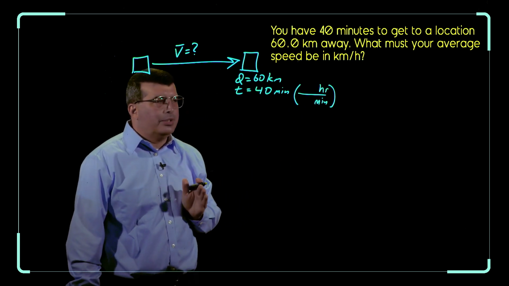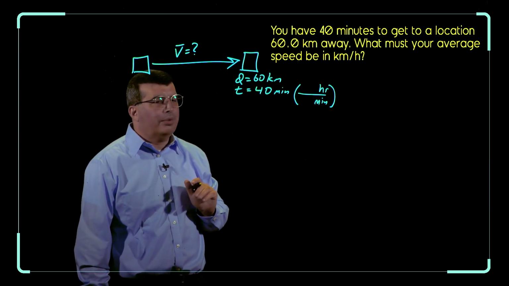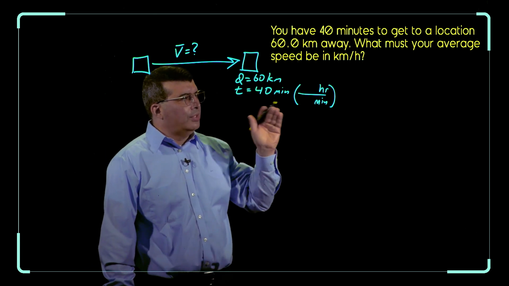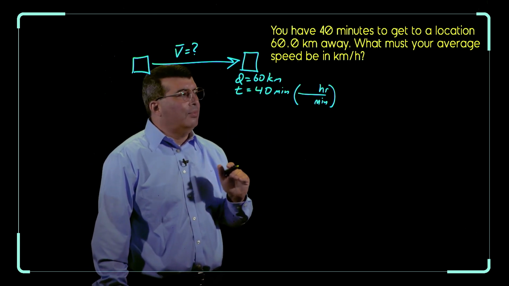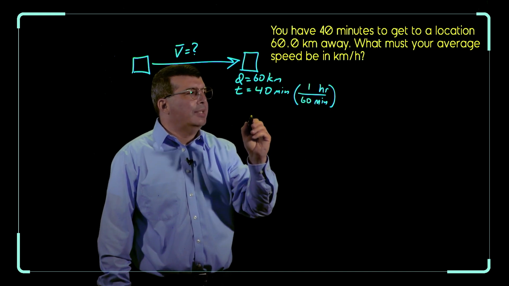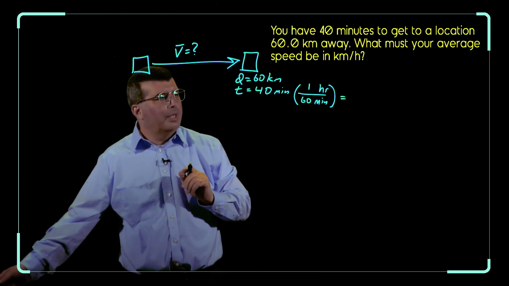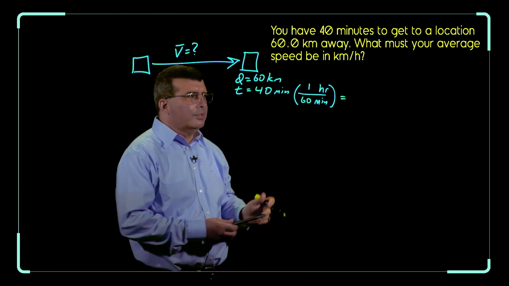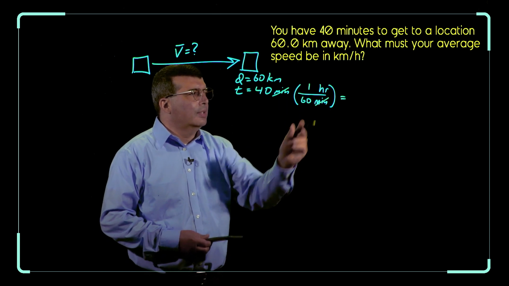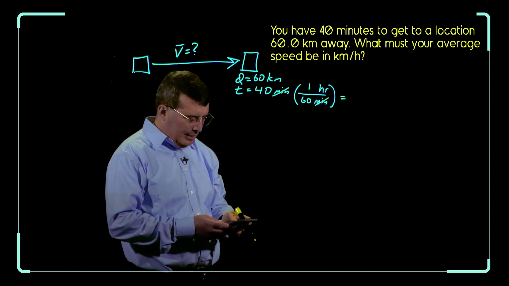And now I need to put the same amount in the numerator as in the denominator. So what's in the numerator and the denominator have to equal each other. Well, 1 hour equals 60 minutes. So that would be 40 minutes. So my minutes cancel out. So I have 40 times 1 divided by 60.